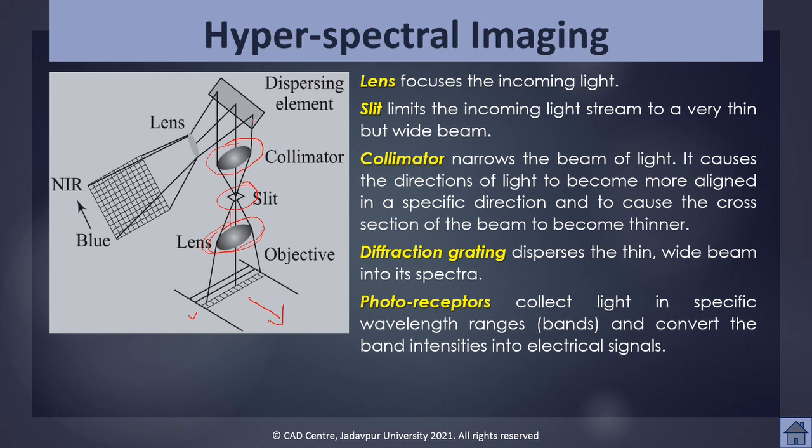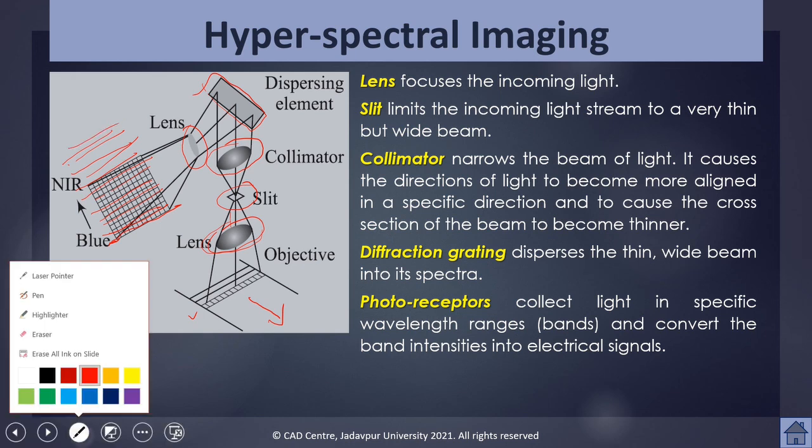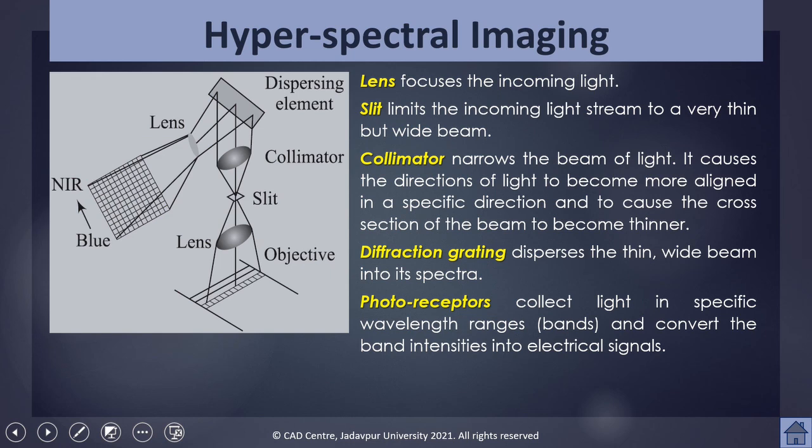Now, this thin film of light will fall on a dispersing element, and this dispersing element will split the light based on their wavelengths, and then this light will pass through again a lens, and then it will again fall on the CCD, linear array CCD, and different linear array CCDs will generate different bands, and we will get hundreds of bands in hyperspectral remote sensing. So, finally, to summarize, the hyperspectral remote sensing is based on along track scanning, where we are using linear array CCDs.